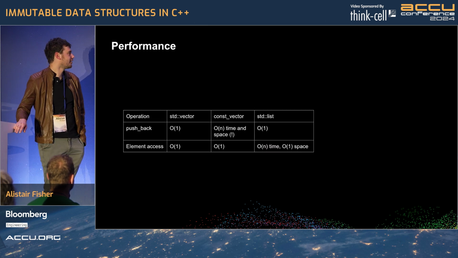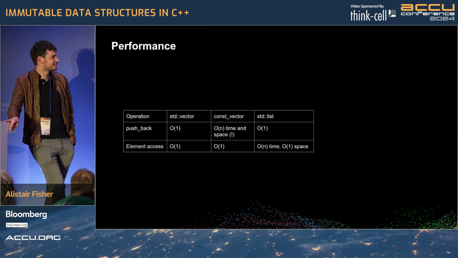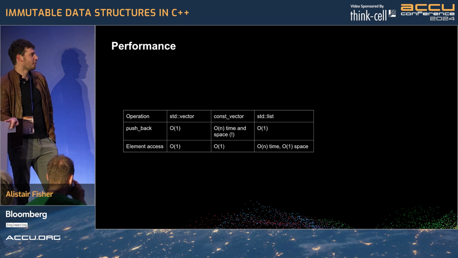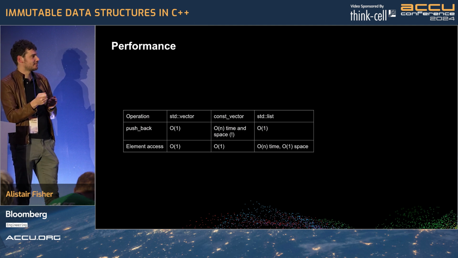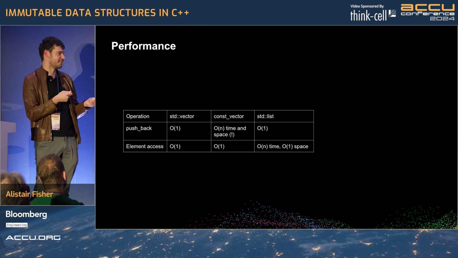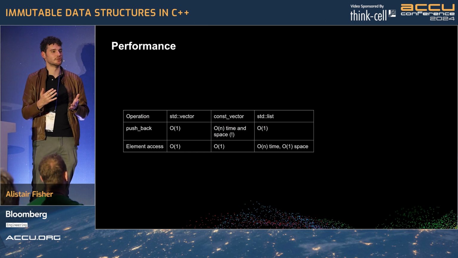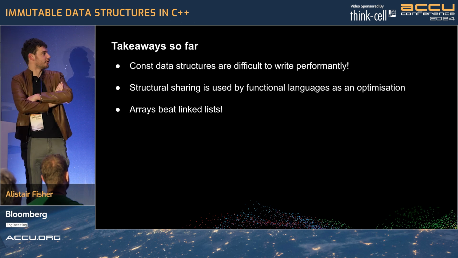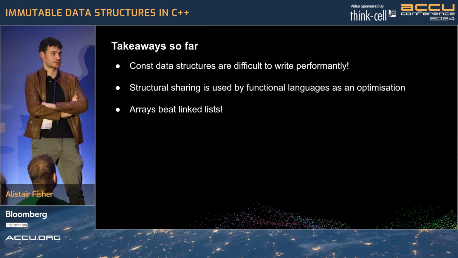So to quickly summarize, I have my const vector with O of n time and space updates, pretty bad. My list has O of 1 updates, but it's got O of n element access. And also, even that aside, while push back and adding to a list are both O of 1 operations for vector and list, the vector is going to be much faster purely because of the memory locality. So it's a more performant data structure. So we get part of the way there, but unfortunately, we're still not quite where we want to be. We still haven't got a performant const data structure. So let's take where we are so far. Firstly, const data structures are very hard to write performantly. There's a lot of challenges. We've tried twice, and we've kind of failed.